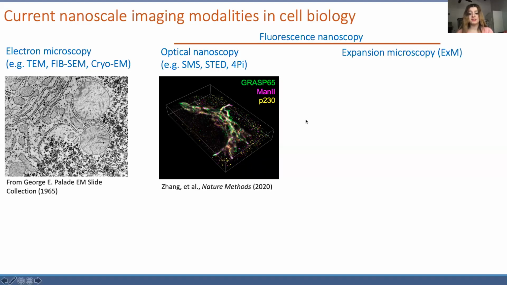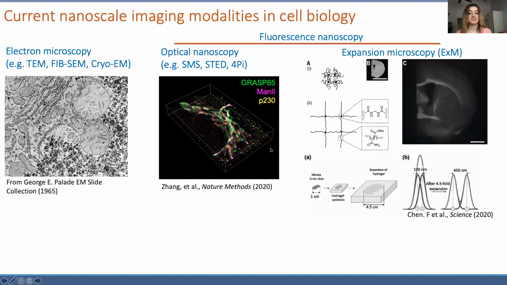And so with these techniques, we can achieve multiplex 3D whole cell images at tens of nanometers of resolution, as I show here in this beautiful image of the Golgi apparatus from our lab. Expansion microscopy, on the other hand, is a sample preparation technique, and it was developed by the Boyden Lab in 2015, so it's pretty recent.